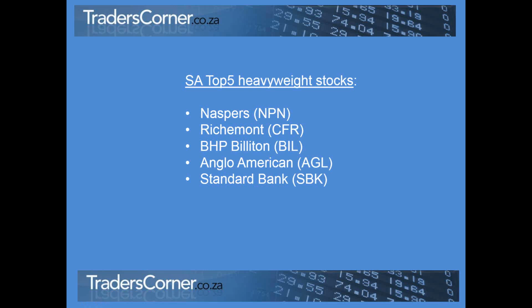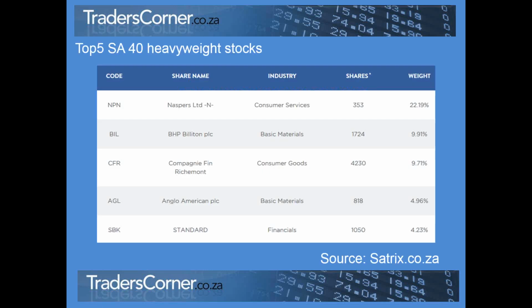Right, then let's quickly take a look at our top 5 heavyweight stocks. They're the same stocks this month as last month. Generally they are. Sometimes you'll find number 4 and 5 can move in or out of the index depending on what happens. But this month it's the same stocks as previously. So we've got Naspers in first position now, making up 22% of the index. Billiton almost 10% of the index. Richemont also close to 10% of the index. Then Anglo American making up about 5% of the index. And Standard Bank making up just about 4% of the index there.